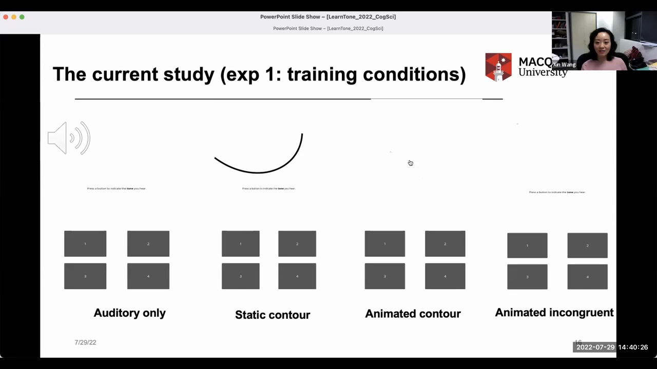In the animated contour condition, we present participants with the animated contour, which gives them some kind of temporal cues, something like this, in addition to the auditory tones. In the animated incongruent condition, in addition to the auditory tones, we present participants with mismatched visual pitches. So this is basically the training conditions we designed in this study.